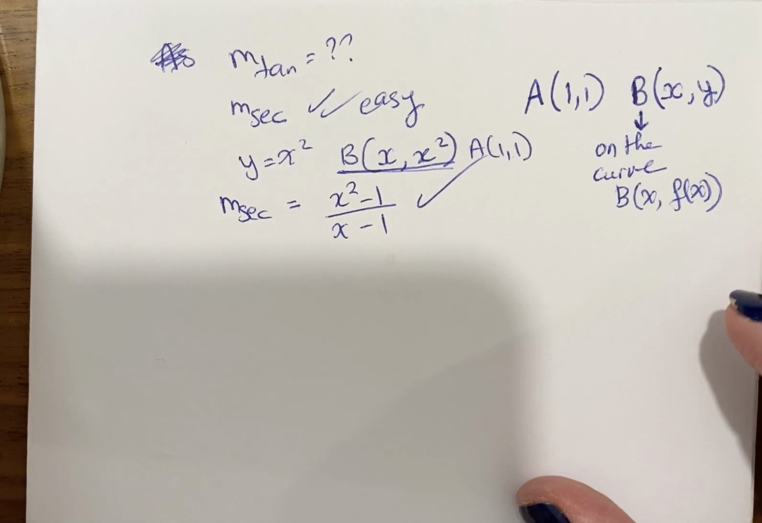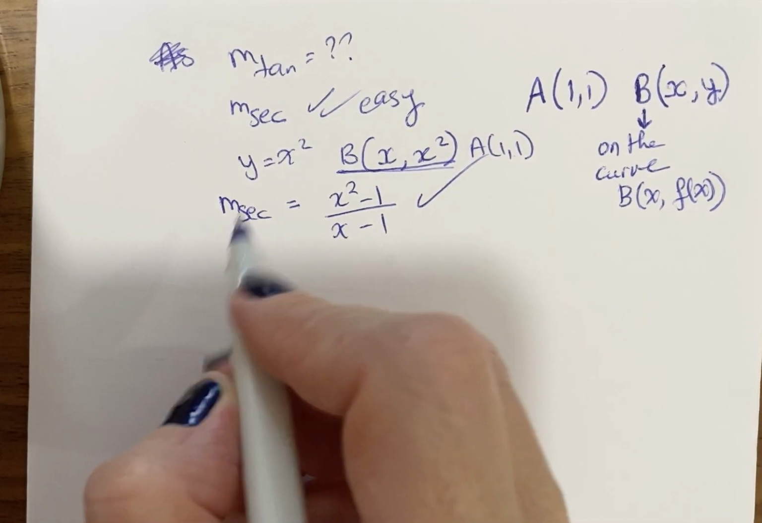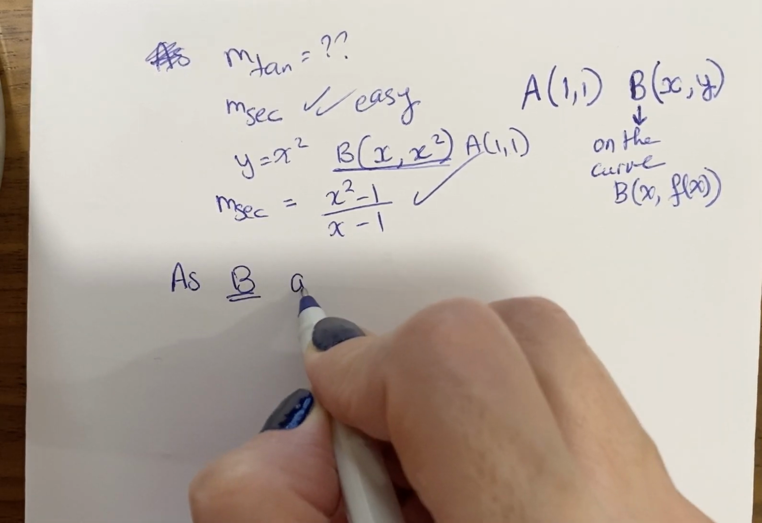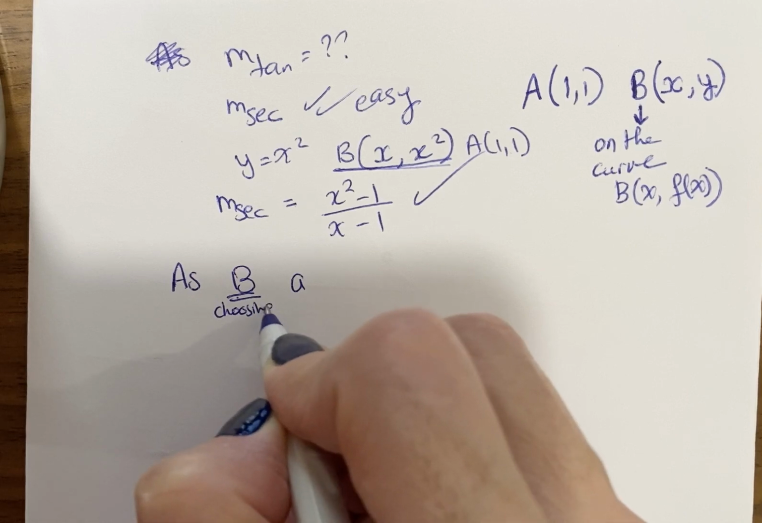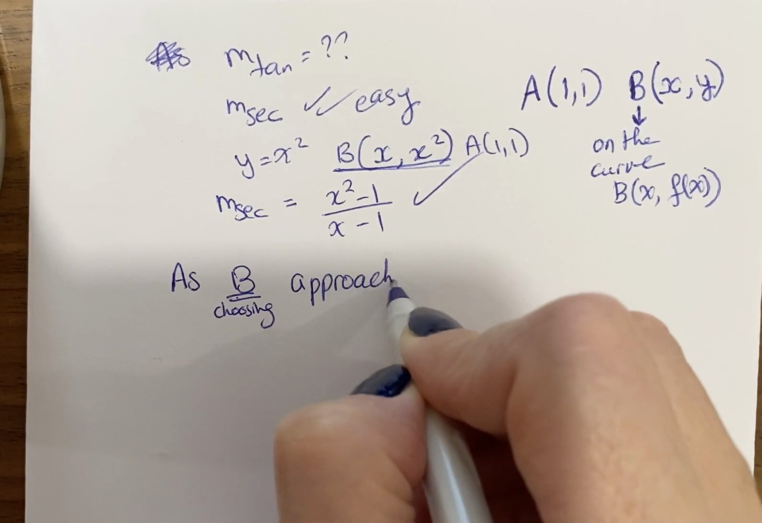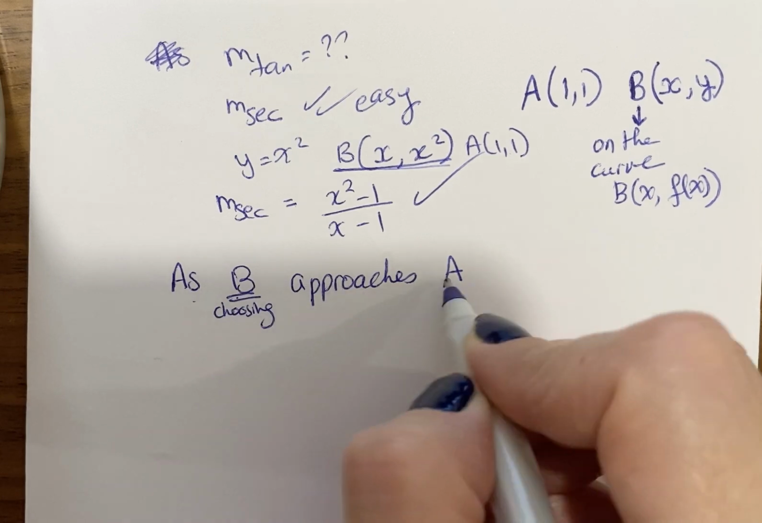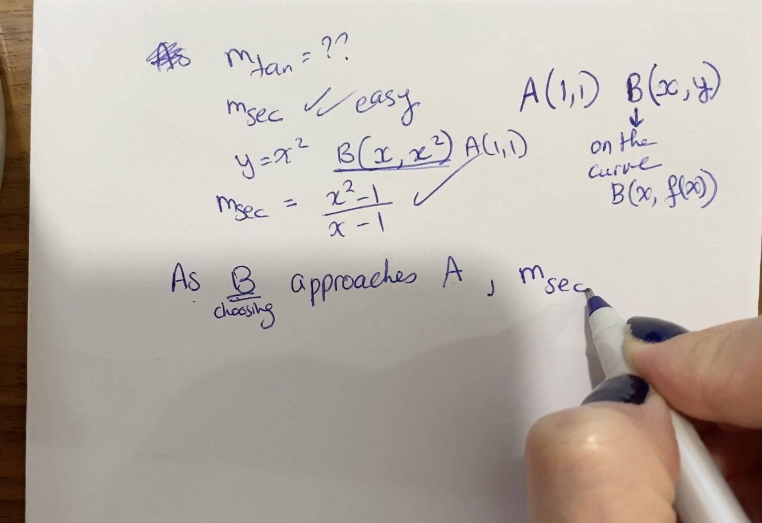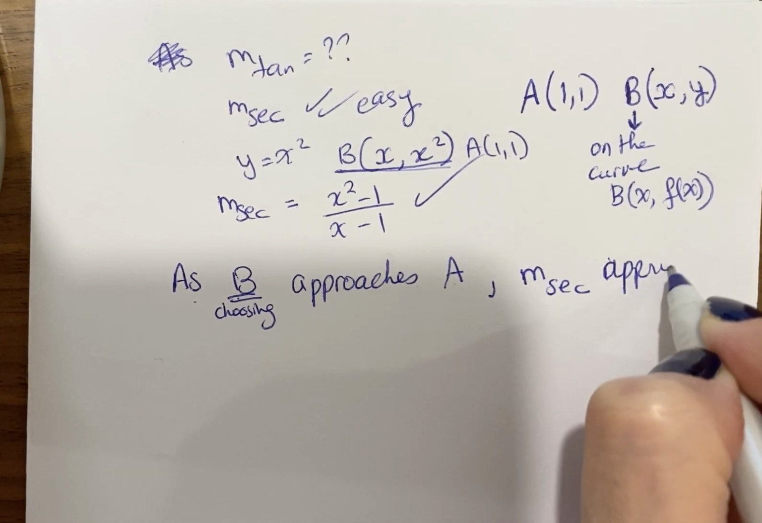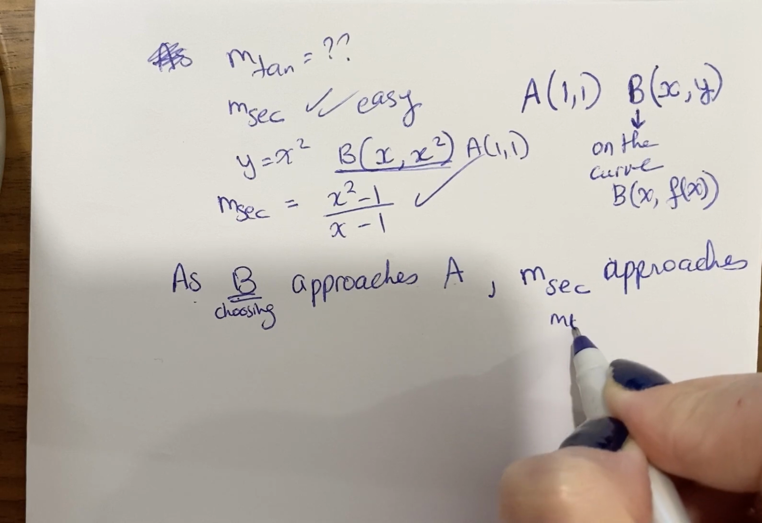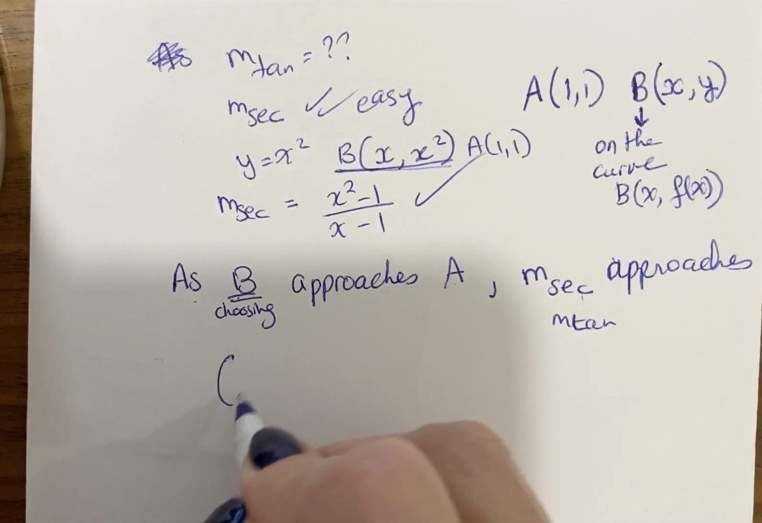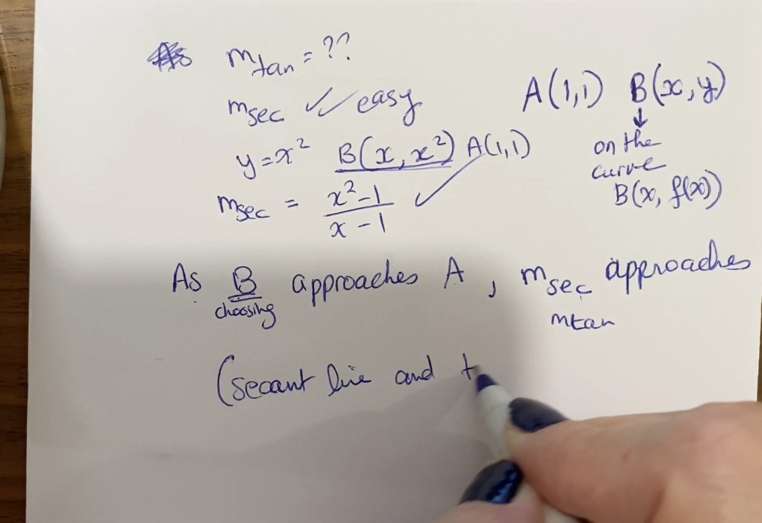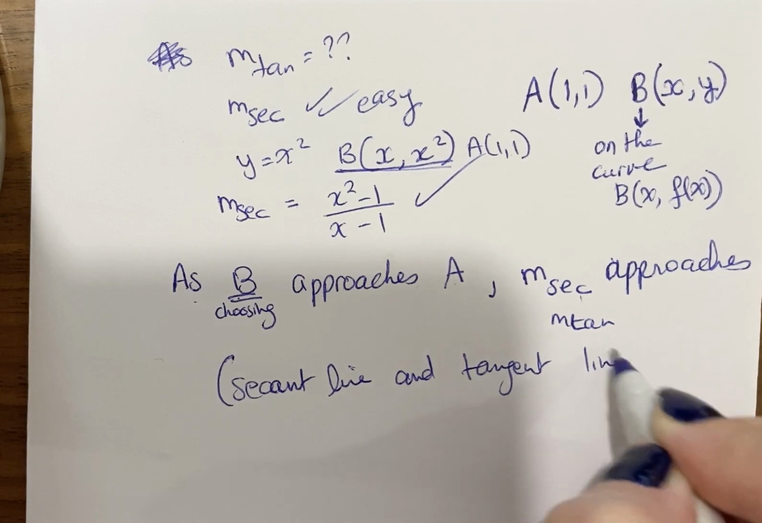But the slope of the tangent doesn't have the same scenario. But we noticed from the applet that I just showed you that as B, the one that we are choosing, approaches A, as point B approaches A, what's happening to the slope of the secant? The slope of the secant approaches the slope of the tangent. How do we know that the two slopes approach? Because the secant line and the tangent line overlap.